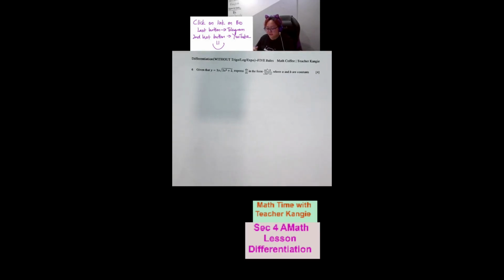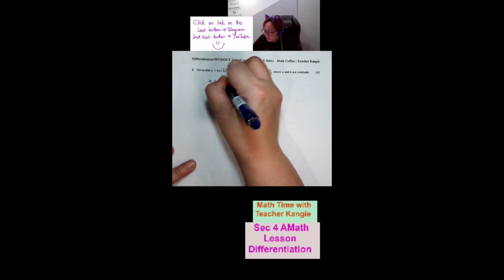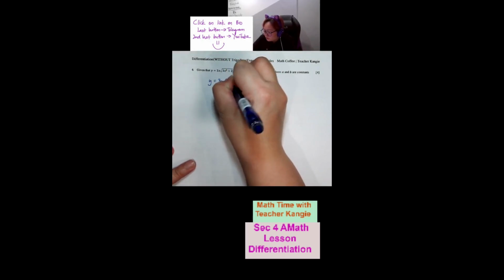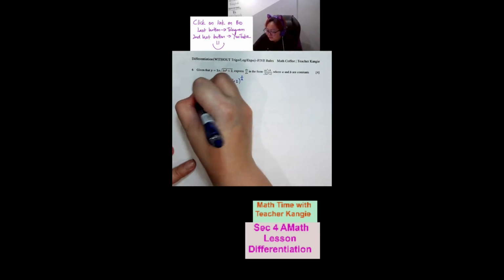Again, it is similar. Actually all these questions are from other schools' past year papers. You can see that they are always asking the same thing over and over again, just changing it a little bit here and there. Okay, so I will say y is equals to 3x squared plus 2 to the power of half. So let's differentiate this.